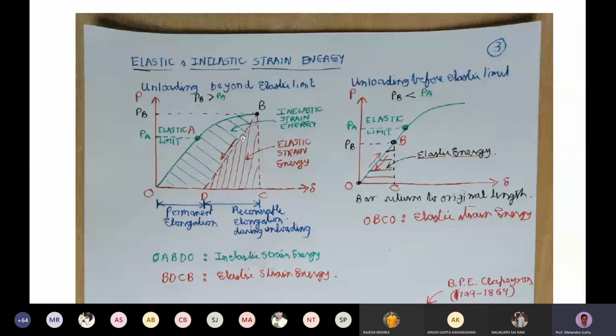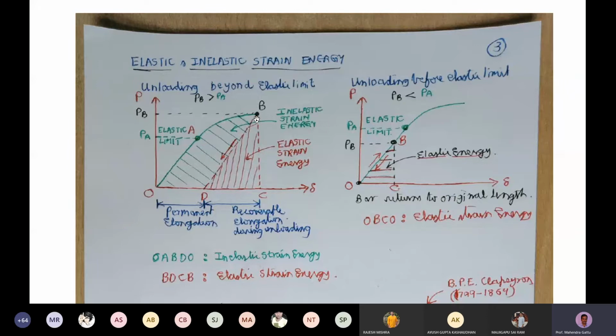The load will reduce gradually, and when zero load is reached, that is when no load is acting, the length of the bar has now increased. Initially it is L, now it is L plus OD. So OD is that permanent elongation which is taking place in the bar. And the amount of energy which you can recover during the unloading process is given by this red shaded area, PDC.